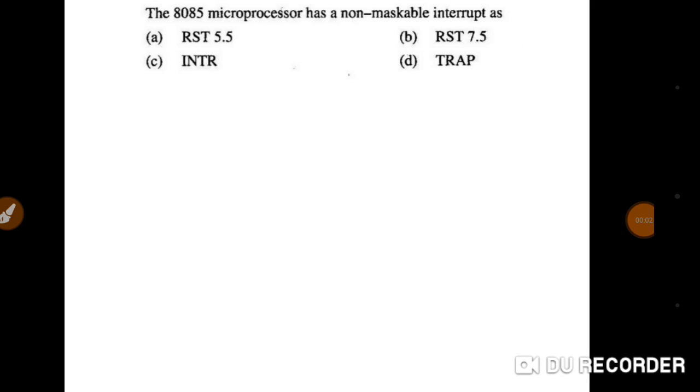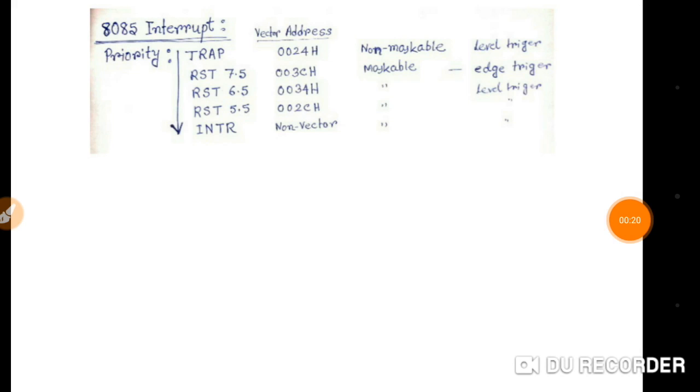Let's discuss some questions on 8085 microprocessor. The first question is from the topic of interrupt. The question asks that the 8085 microprocessor has a non-maskable interrupt as. Four options are given here. So at first, let's try to know something about 8085 interrupts.